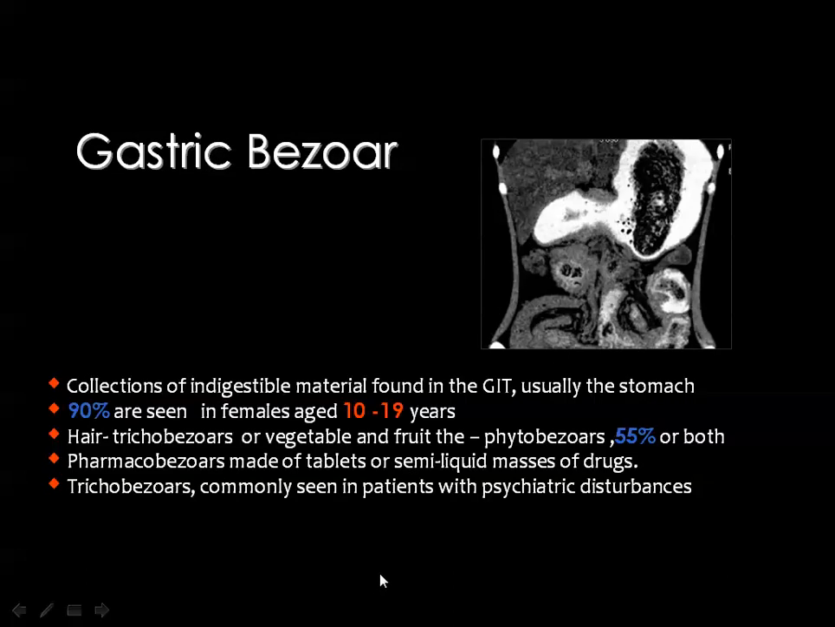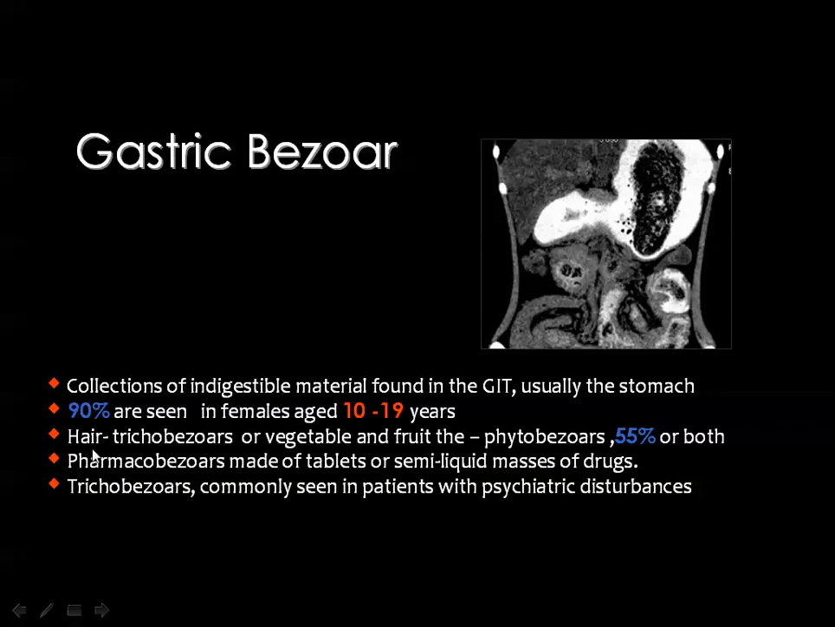Then you come to the issue of gastric foreign bodies, which are known as gastric bezoars. And these bezoars are a collection of indigestible material in the stomach usually, but sometimes can be seen in the small bowel. And 90% of these bezoars are seen in females, and it has an intimate relation to some psychiatric disturbances in most of the cases. Then the name depends on the type of the bezoar.